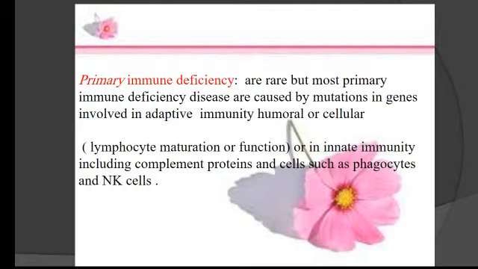Primary immunodeficiencies are rare, but most importantly, immunodeficiency diseases are caused by mutations in genes involved in adaptive immunity, humoral or cellular, lymphocyte maturation or function, or innate immunity, including complement proteins and cells such as phagocytes and NK cells.